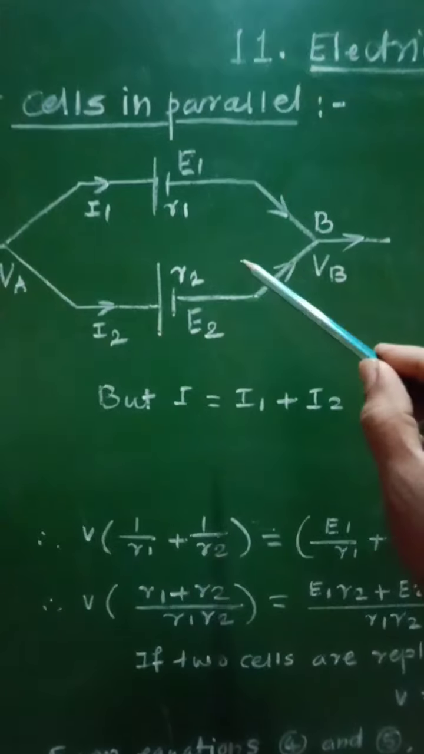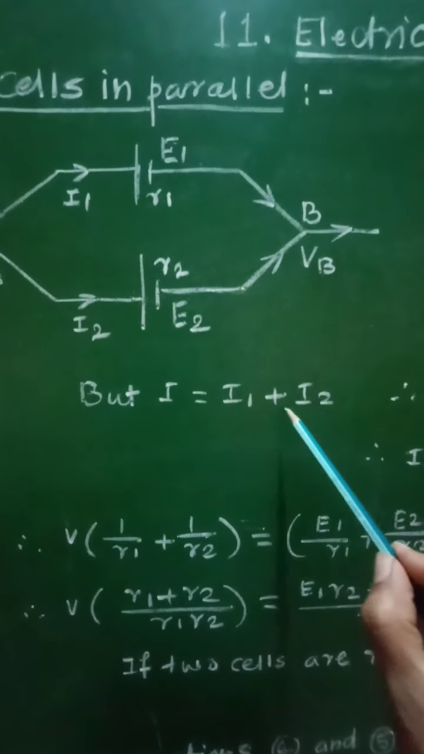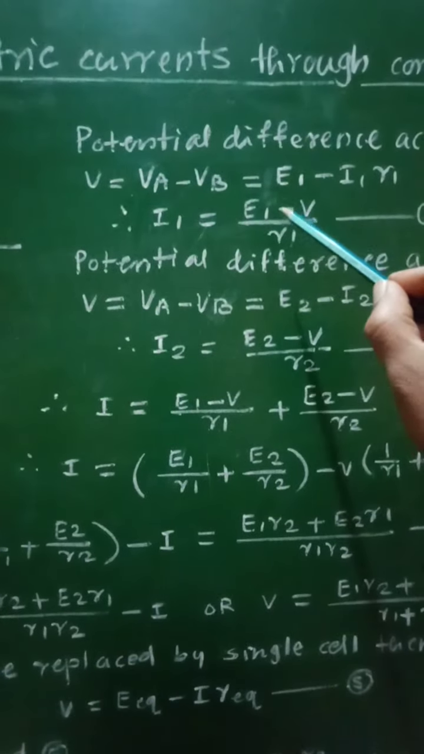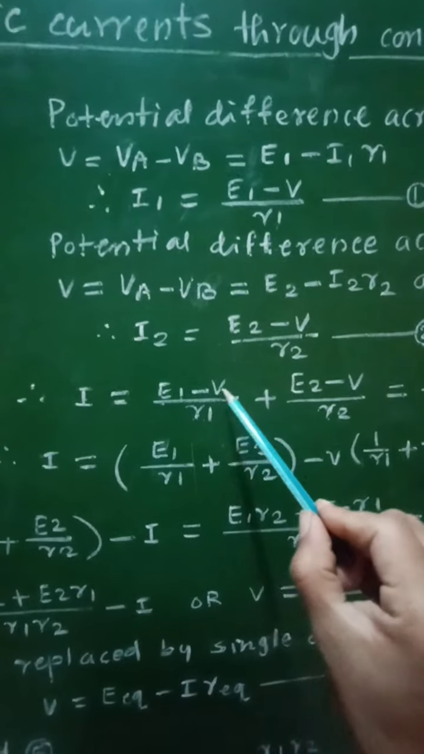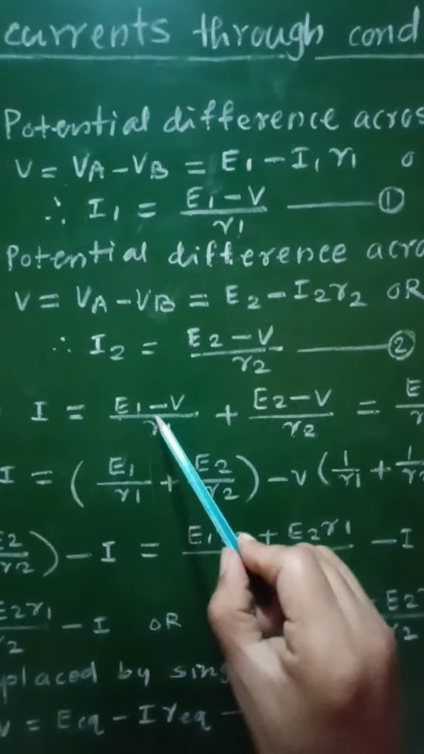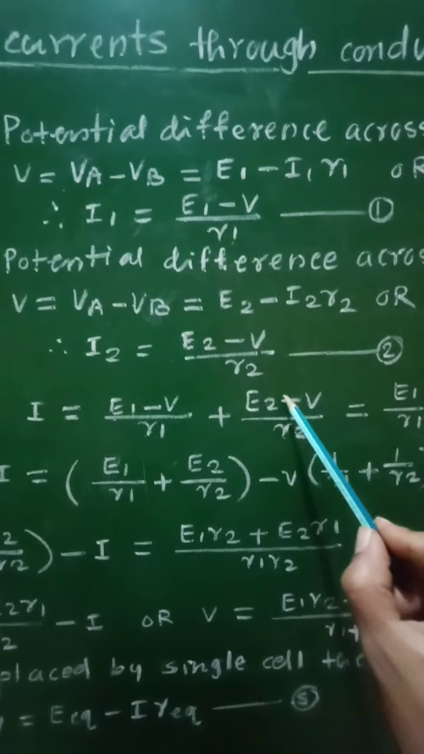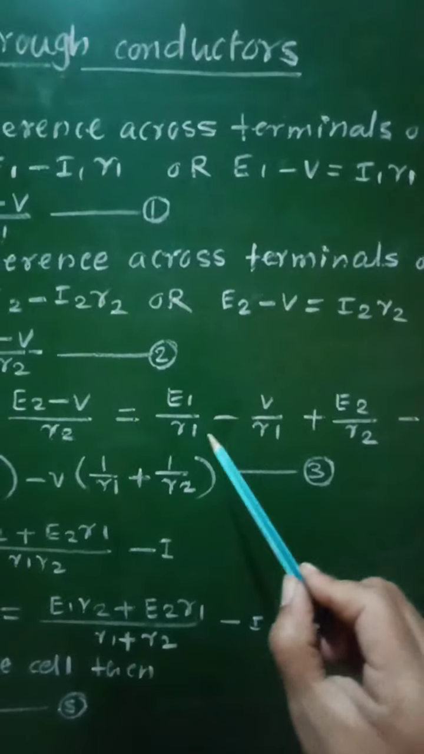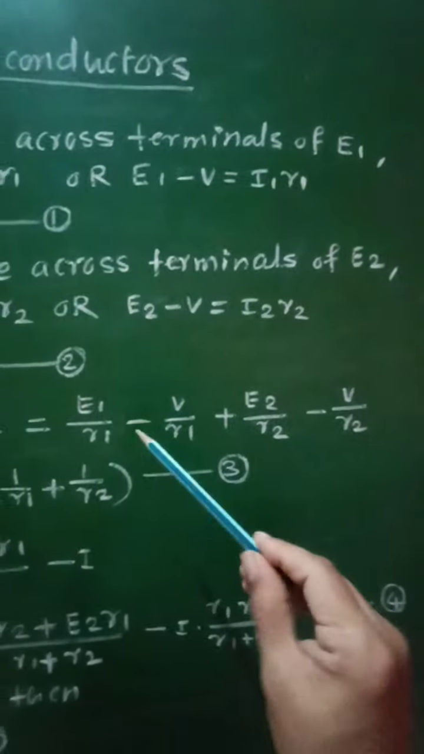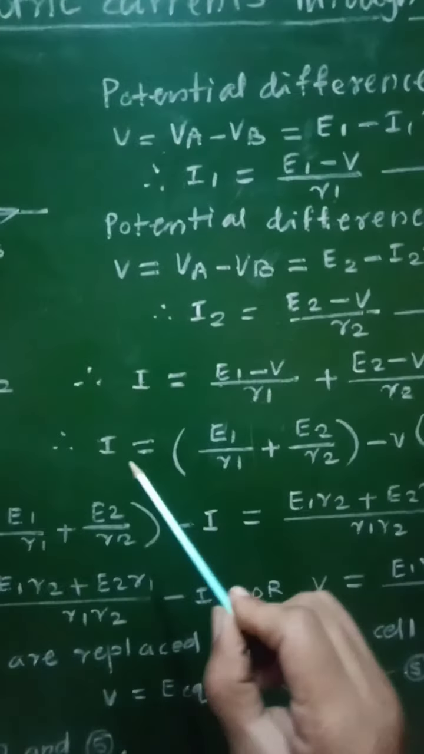Now, as the cells are connected in parallel, we know that current is divided, and therefore the total current I will be equal to the sum of I1 and I2, that is I1 plus I2. Using equations 1 and 2, the total current I will be written as E1 minus phi upon R1 plus E2 minus phi upon R2. Now separating the terms, we get E1 by R1 minus phi upon R1 plus E2 by R2 minus phi upon R2.